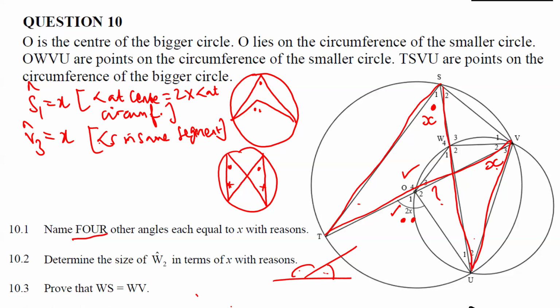There are too many bow ties there. Even in the small circle, they are bow ties. They're like angles in the same segment. I see W1. Well then, I'm glad that your eyes are open now, because the angle W1 is equal to the angle V3, which is equal to x. Angles in the same segment. So W1 is also x.